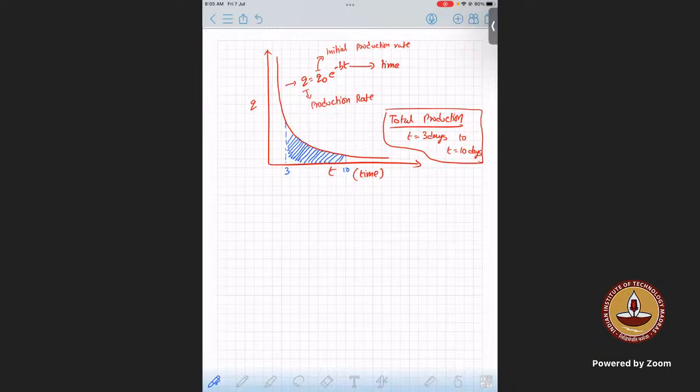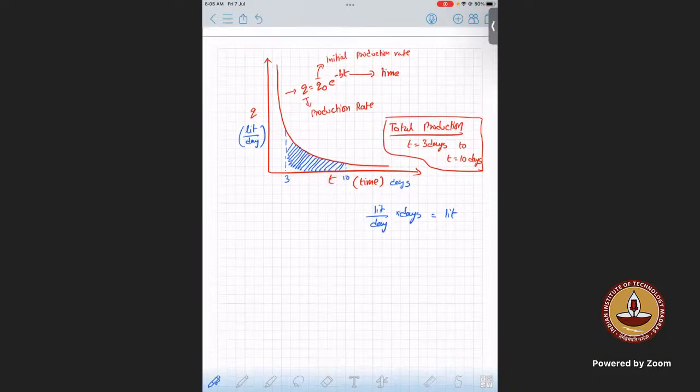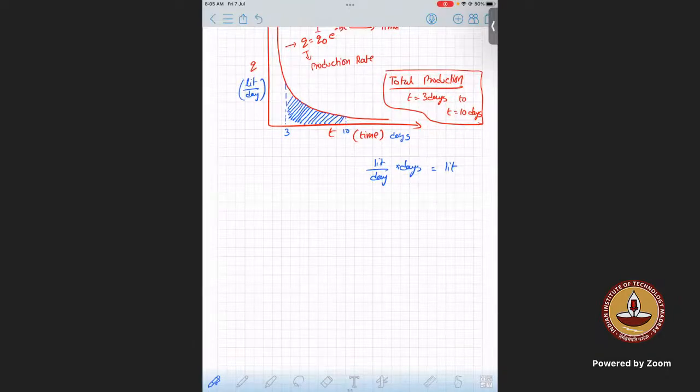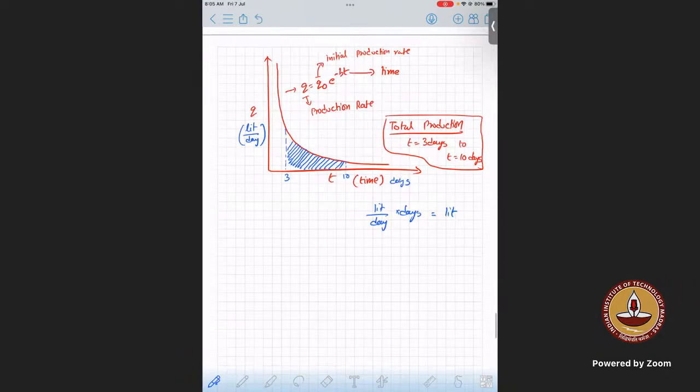Look, rate into time is like production. Suppose the rate is in liters per day, and time is in days. If you multiply liters per day into days, you get liters, which is the total production. Right, sir. Unit is clear, sir. I just want to say that you can find the total production also. That's why I said this. Clear till now? Yes, sir.